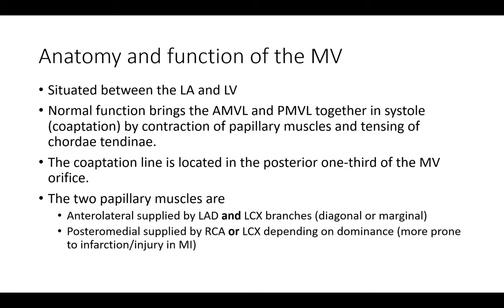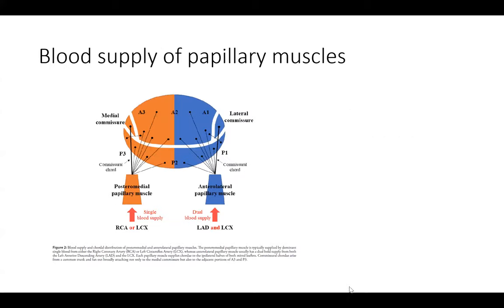Then the posteromedial has a single blood supply, supplied by either the right coronary or the left circumflex, depending on dominance. Hence, it will be more prone to injury or infarction when there's an MI in that arterial territory, as opposed to the anterolateral, which has dual supply. So this is just representing that.